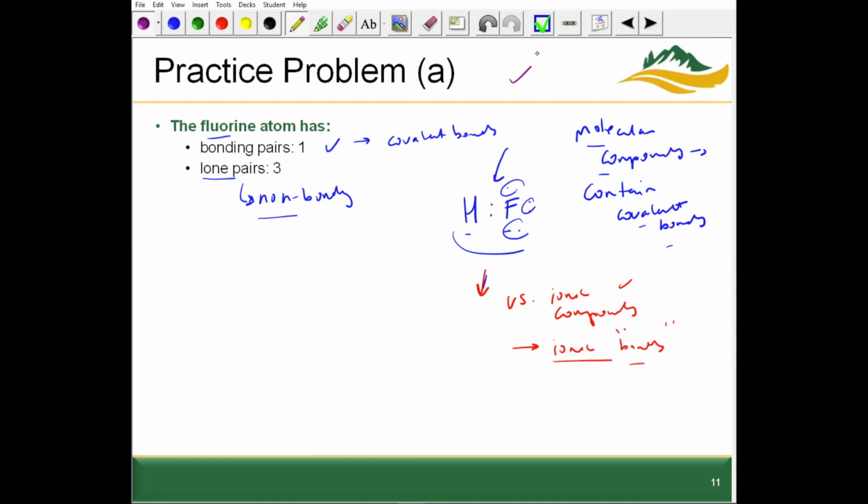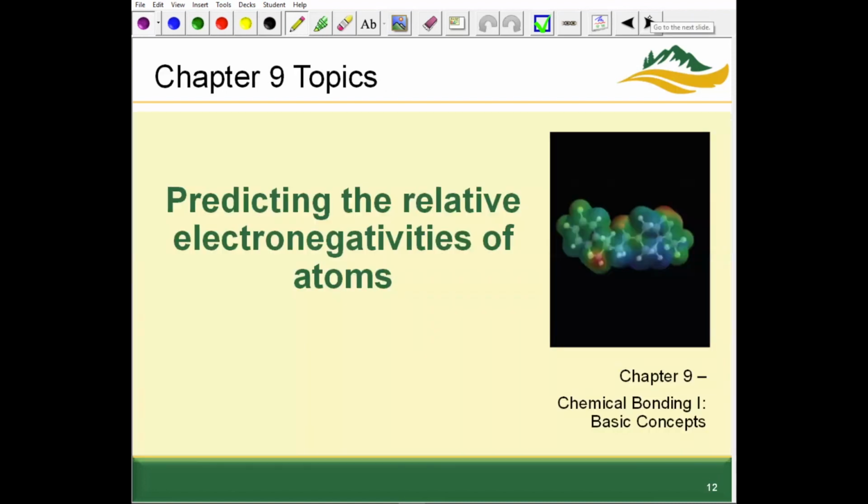So ionic versus covalent bonds, bonding pairs versus lone pairs. Next, we're going to go into predicting the relative electronegativities of atoms. We first saw this idea of electronegativities in Chapter 8, Part 2, but we really didn't look at electronegativity. We just looked at ionization energy along with electron affinity or attachment. Electronegativity is somewhat similar to the electron affinity or attachment, but it's not quite the exact same concept. So let's go into this now.